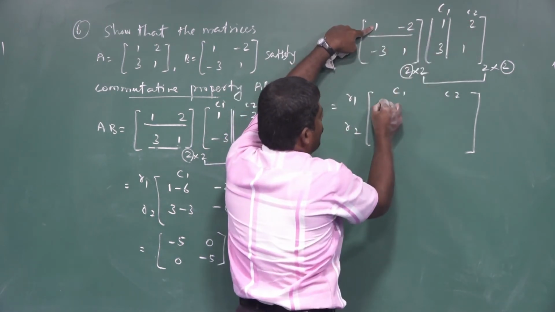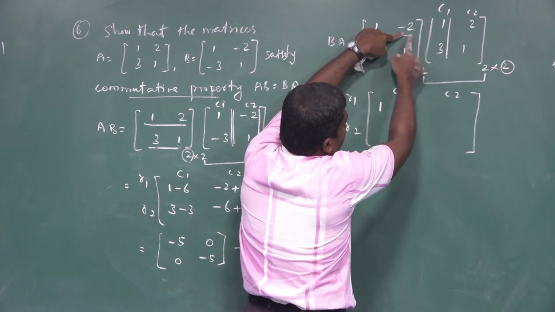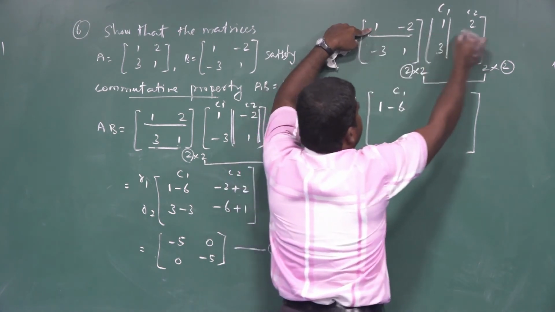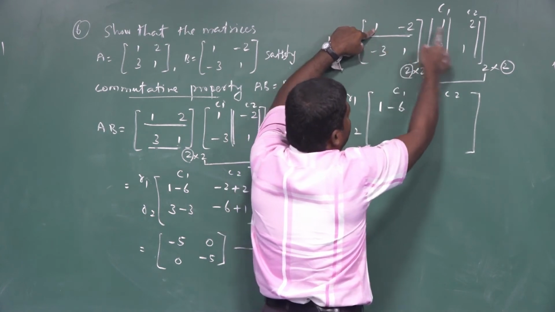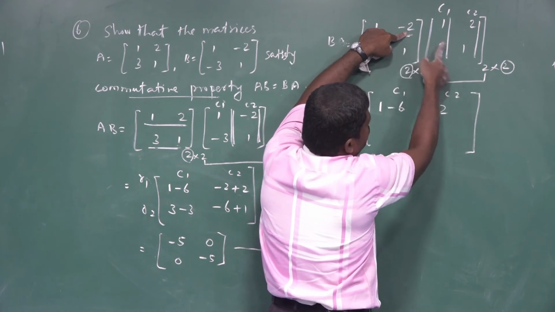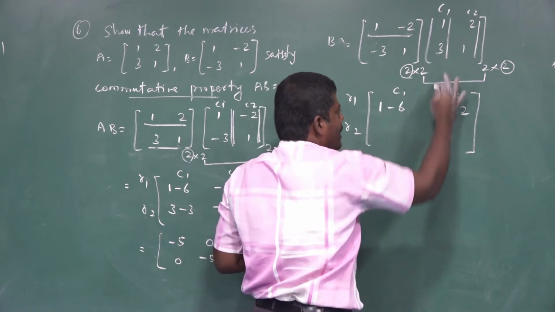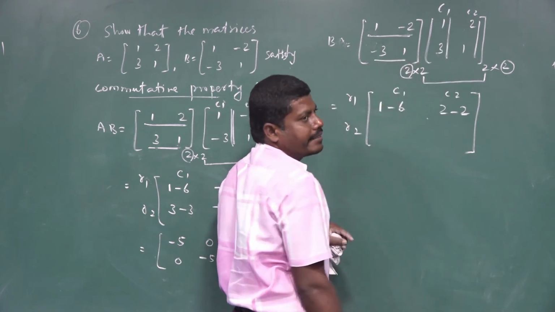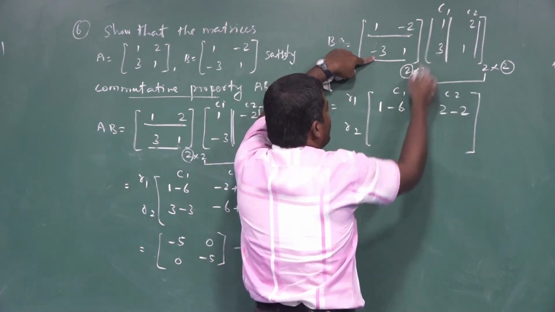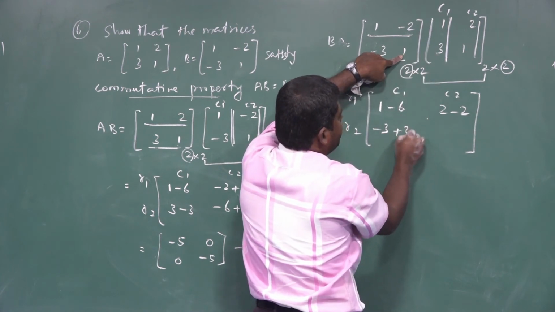1 multiple 1, 1. Next you move second element. Here also you move second element. Minus 2 multiple 3, minus 6. Understand? Same first row, second column you multiple. 1 multiple 2, 2. Here you move second element. Minus 2 multiple 1, minus 2. Understand? Okay. 2 columns are over. Next you take second row, first column. Minus 3 multiple 1, minus 3. 1 multiple 3, plus 3.